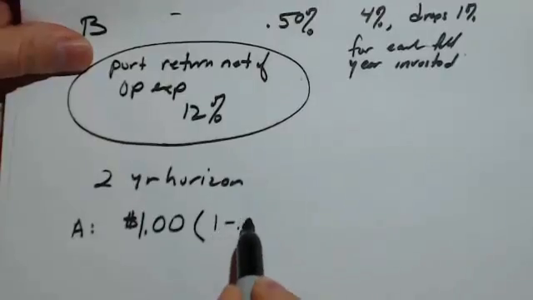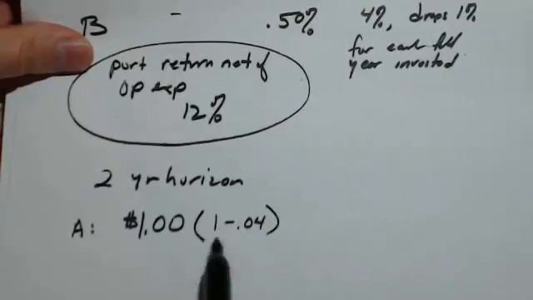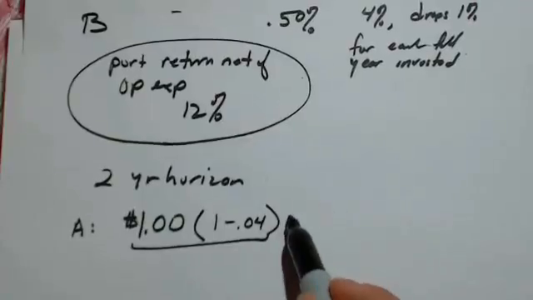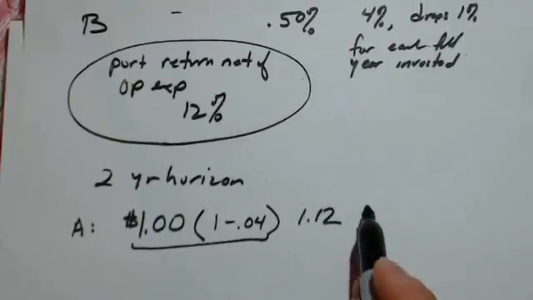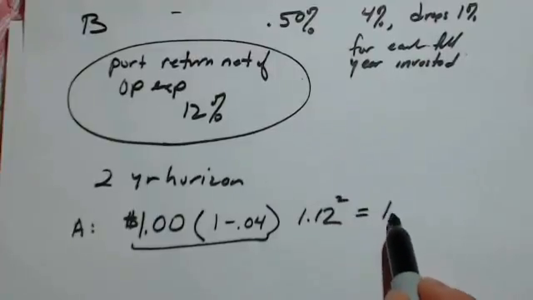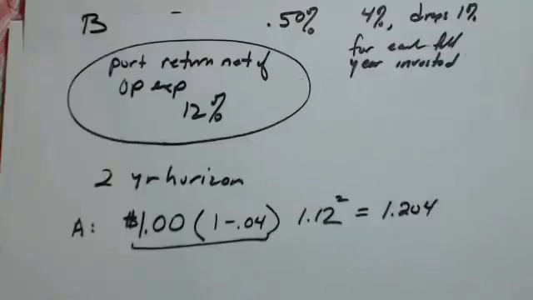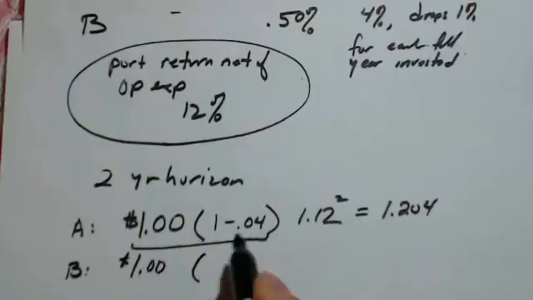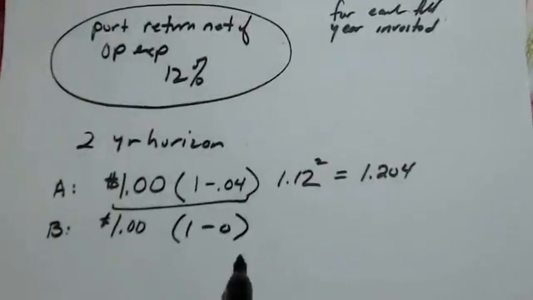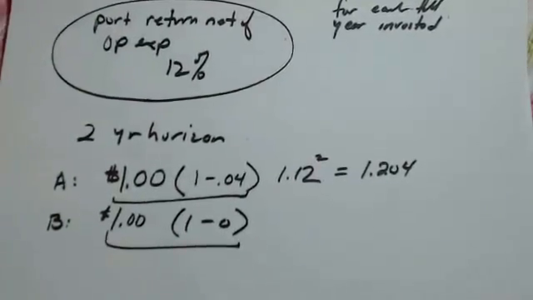Now, if you pay a 4% load, you're going to be left with 96 cents actually. 96 cents actually gets invested. Okay, so that 96 cents, which is right here, will earn 12% right after you take out the operating expenses for 2 years. It'll compound out. That'll be $1.204. Okay. Class B is, let's see, you invest $1. Since there's no front-end load, right here is 0. 1 minus 0. All your money goes to work for you.